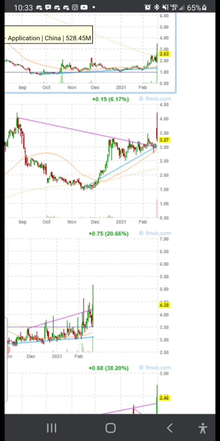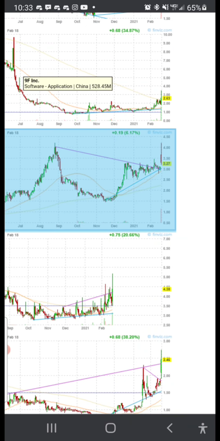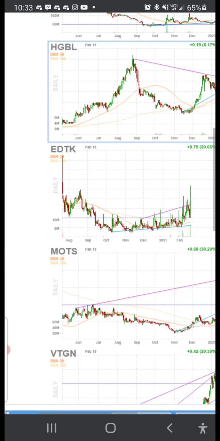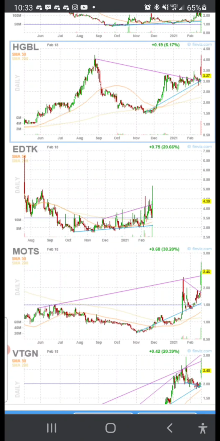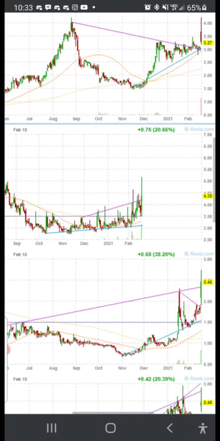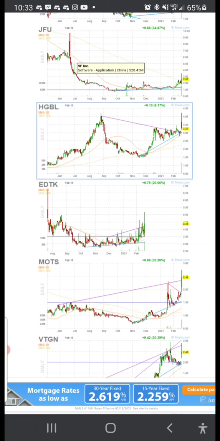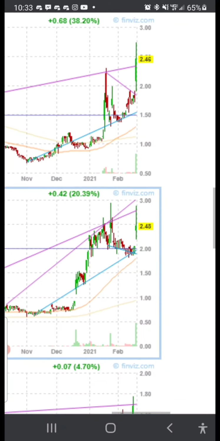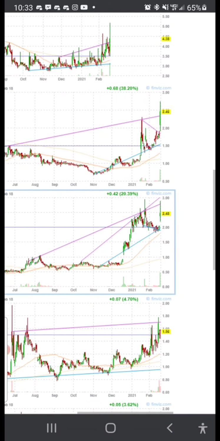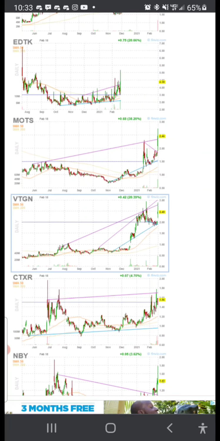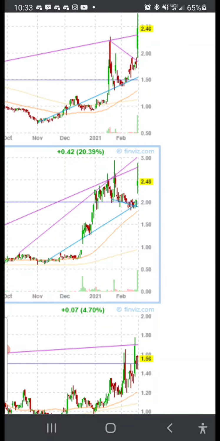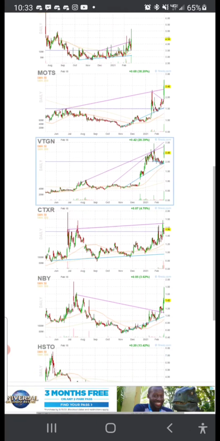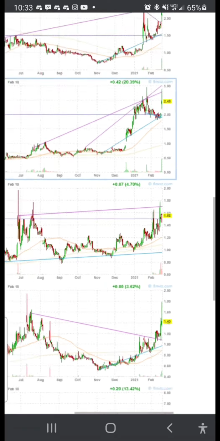This one sold off today. You see how it broke out already. EDTK. This one also looks kind of interesting, something I'm going to look into further. This one had a ton of volume. You can see it broke out really high, so that already ran. You don't want to go in chasing these, right? Because that's how we get hurt.